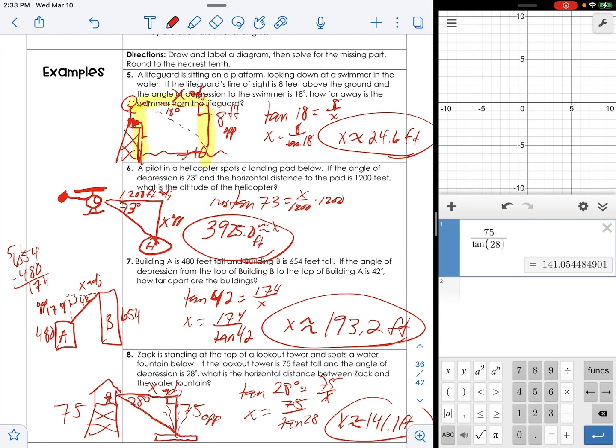And that's angle of depression and angle of elevation. All you have to do for those is make sure you know if you're looking up or looking down. It's all about perspective.